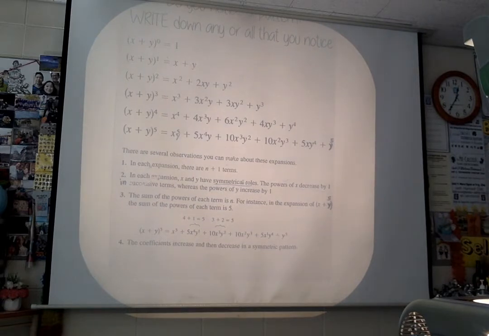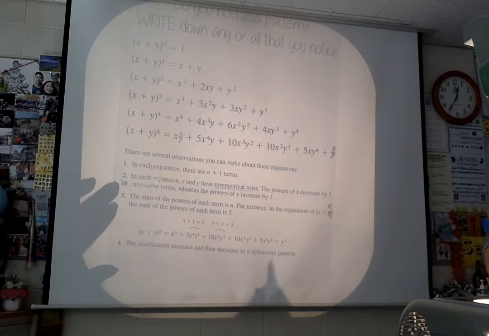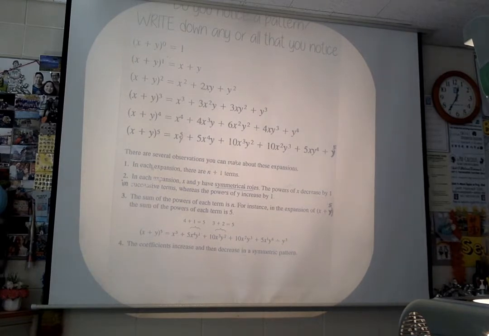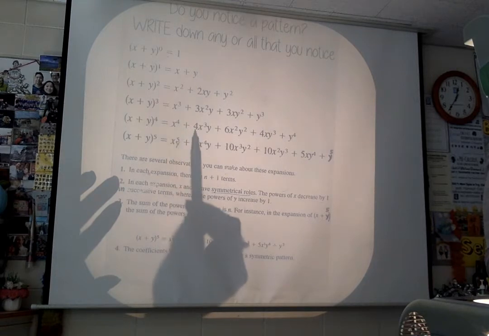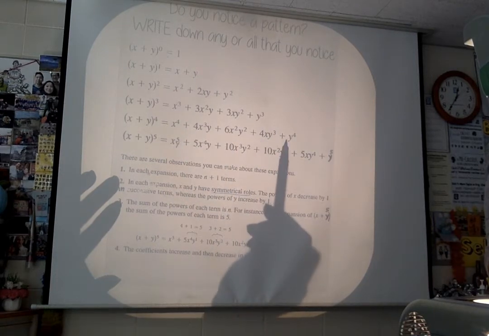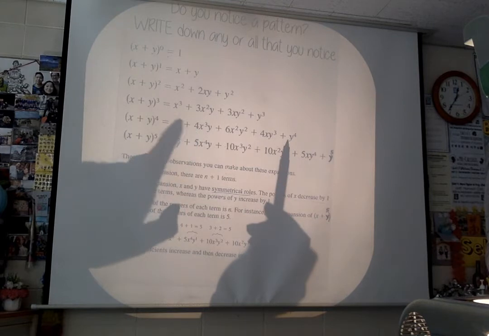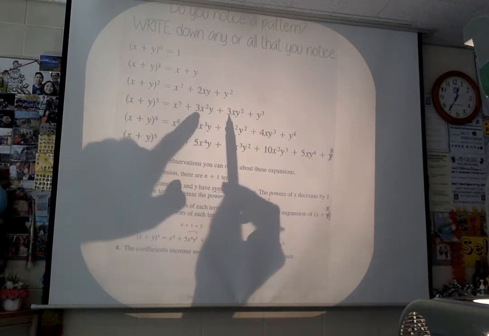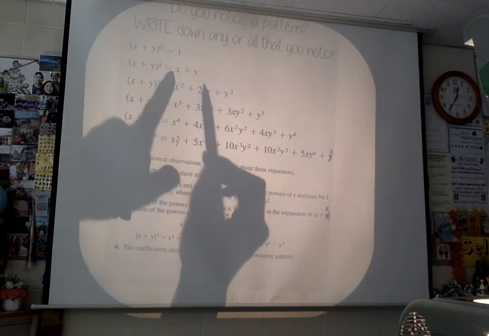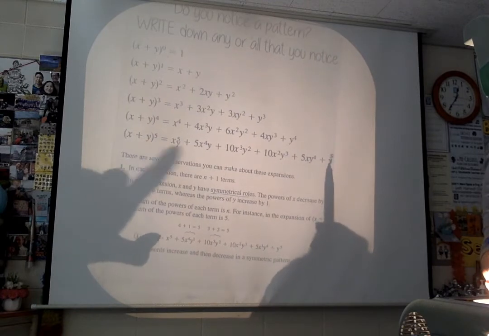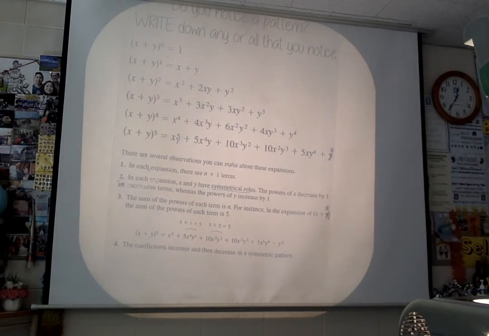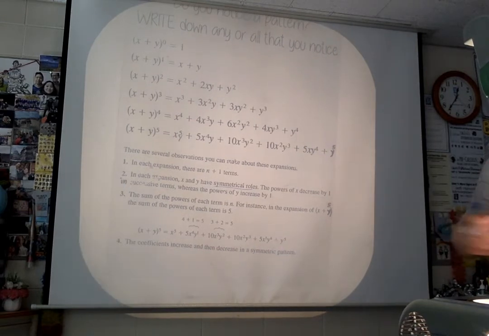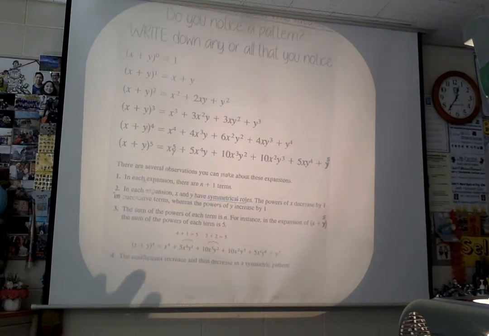Did you also get that the coefficients increase and then decrease in a symmetrical pattern? Let's see what that means. The coefficient here is 1. It's 4, 6, 4, and 1. It's the same thing here and here, here and here, here and here. Symmetrical. 1, 1, 2, 1, 1, 1, 5, 5, 10, 10. Ah, symmetrical pattern. If you noticed all those, you should give yourself about, I don't know, 20 points, to feel good about yourself, okay?